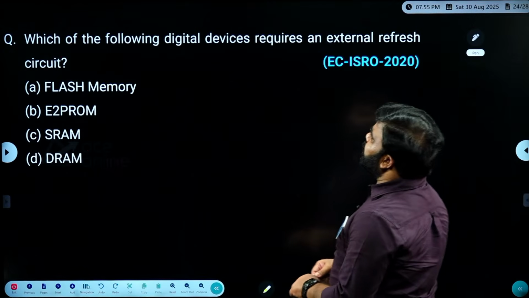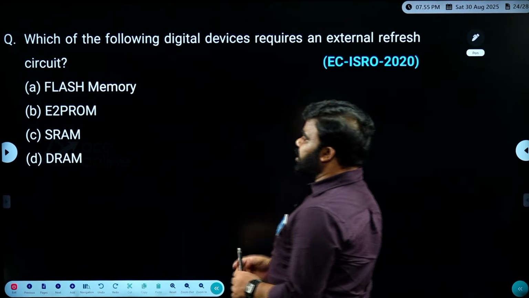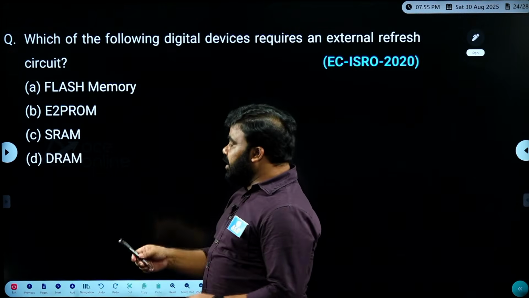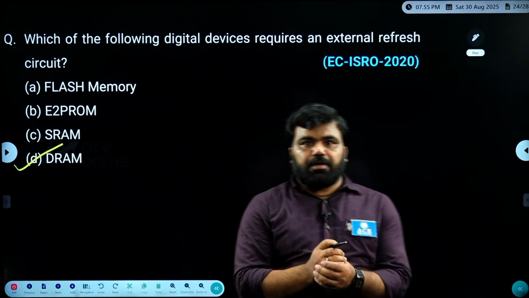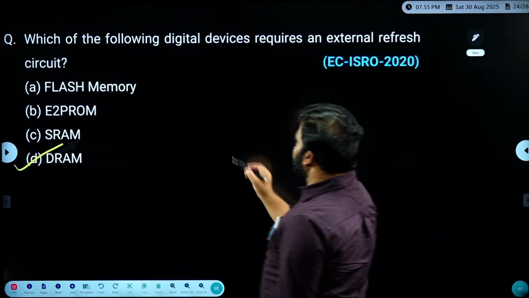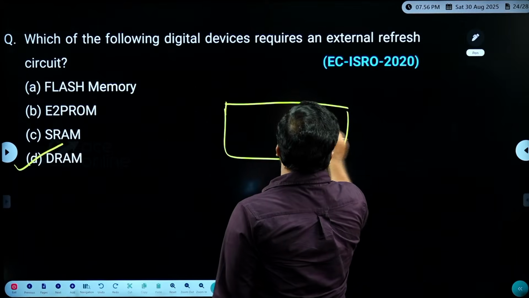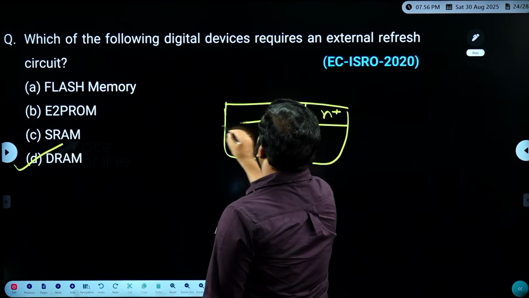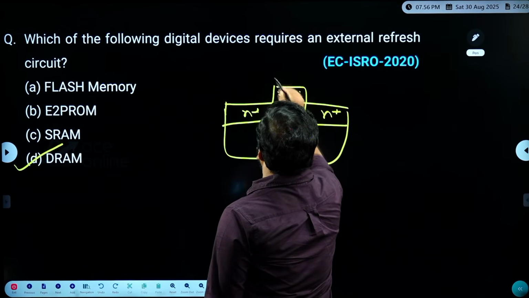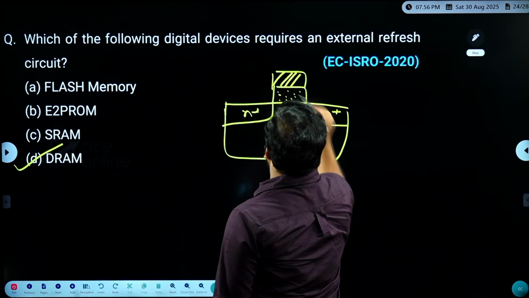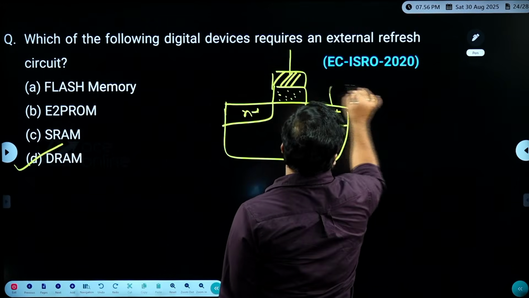Which of the following digital devices requires an external refresh? It is also a direct theory question. If you are observing, a DRAM is changing the logic over a period. So if you are observing a capacitor with a MOSFET, so it is an oxide and poly. Let me say that I am not applying any logic here. There is a capacitor.